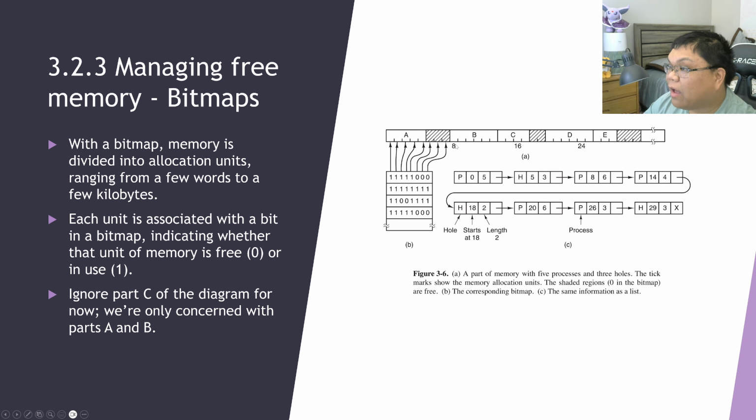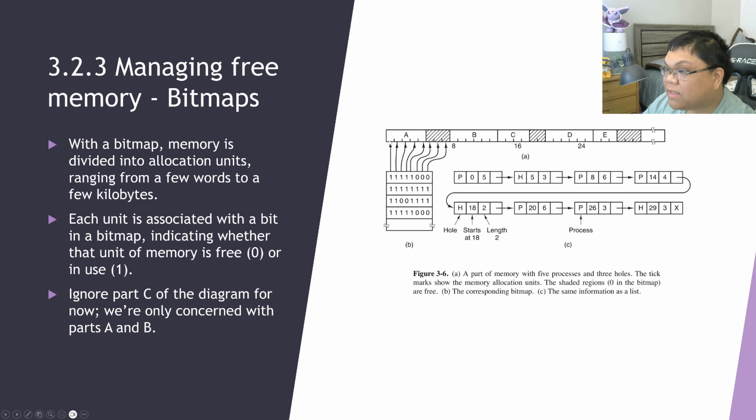We keep track of those used and unused segments of memory using a bitmap. So 1 means that unit of memory is in use. 0 means that unit of memory is free. So B is a bitmap. We have 8-bit words describing how each section of 8 units is being used.